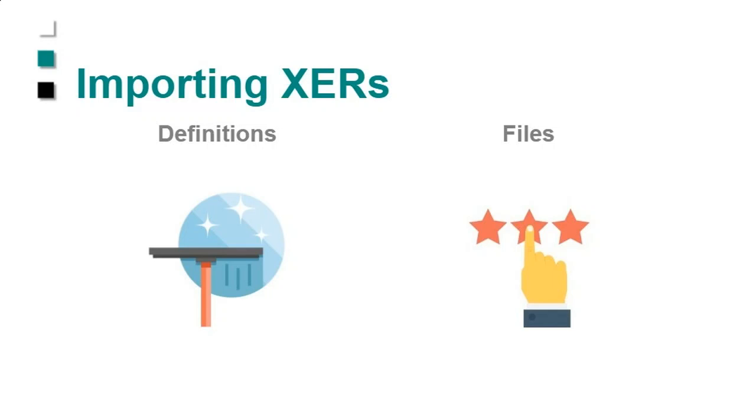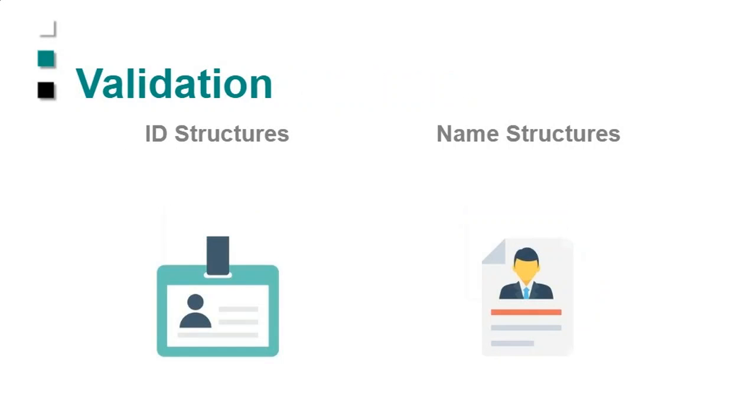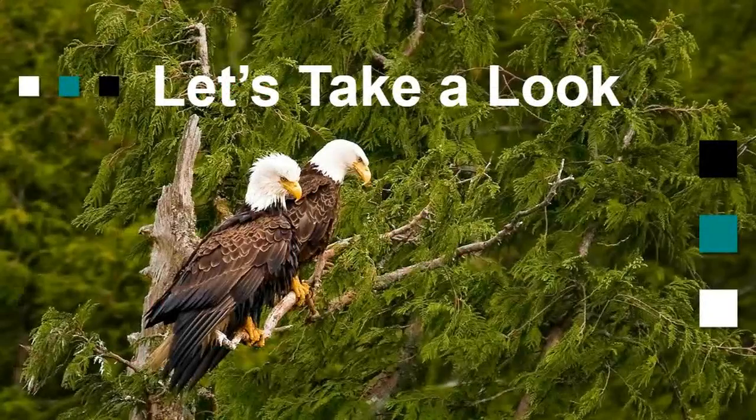So you create the definition, you import the files, you see what is going to take place. We're also dealing with those POBs and risk types that still seem to be straggling along here. And you're also able to deal with calendars. Okay. We also have validations on IDs, and Sue will go through those in detail.